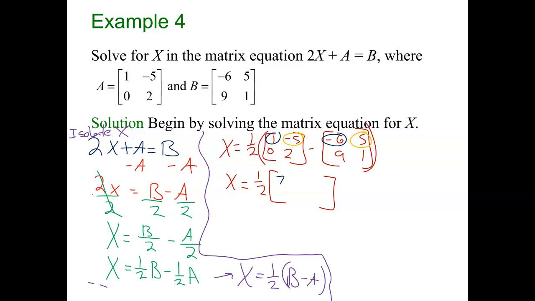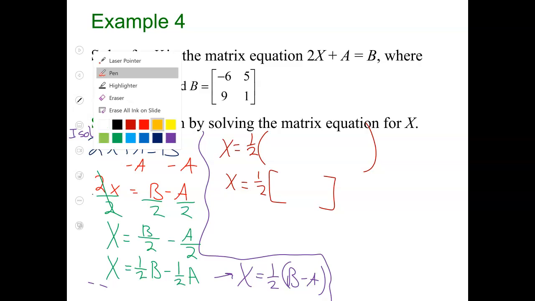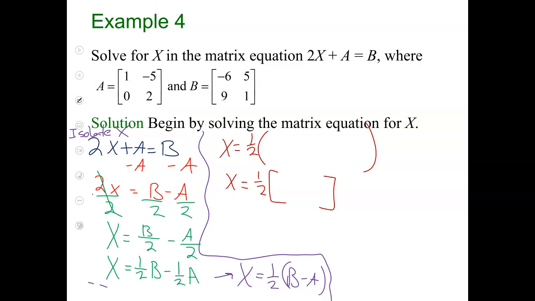Did I write those backwards? I wrote those backwards. Hey, it happens to all of us, and I guarantee half of you are going to do the same thing. Okay? Yes, it absolutely matters. We're going to get totally different answers. B is 6, -6, 5, 9, 1, and then 1, -5, 0, and 2. There we go. If it's addition, it doesn't matter, but subtraction doesn't have a commutative property.